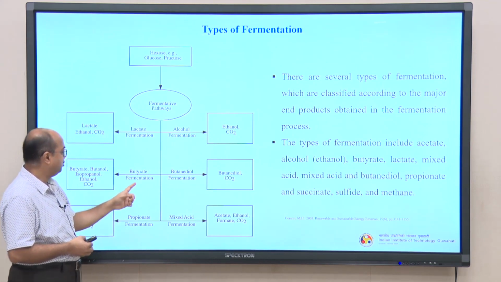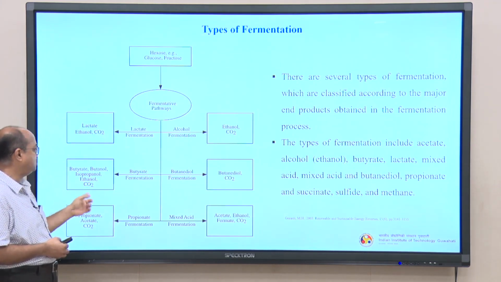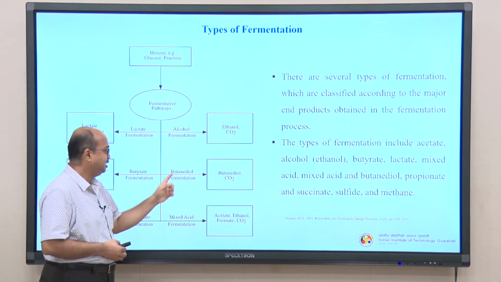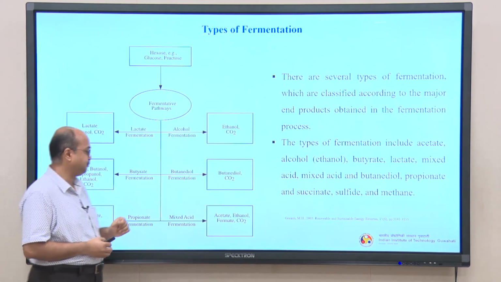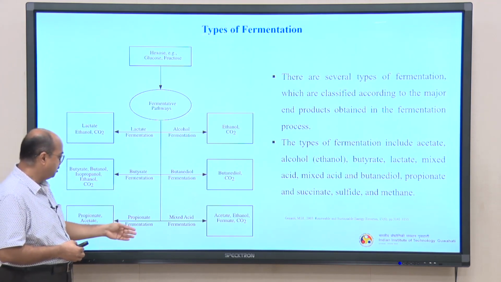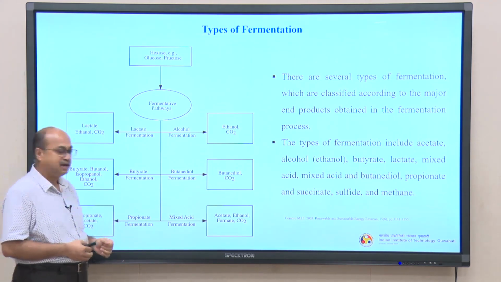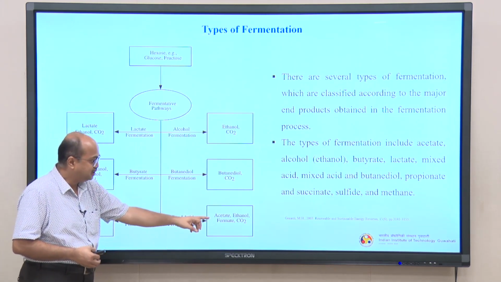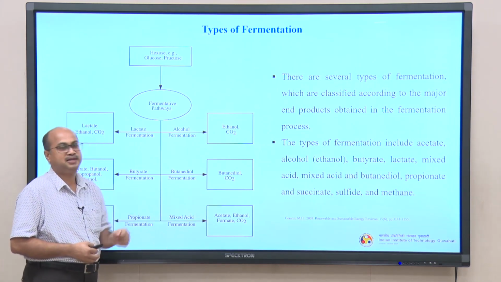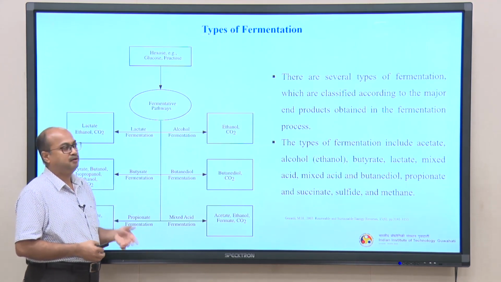When you go for butyrate fermentation, you get butyrate, butanol, isopropanol, ethanol, carbon dioxide, and when you go for butanediol fermentation, you get butanediol and carbon dioxide. Similarly, the propionate fermentation will give you propionate, acetate and carbon dioxide. Acetate and mixed acid fermentation will give you acetate, ethanol and carbon dioxide along with some formic acid.